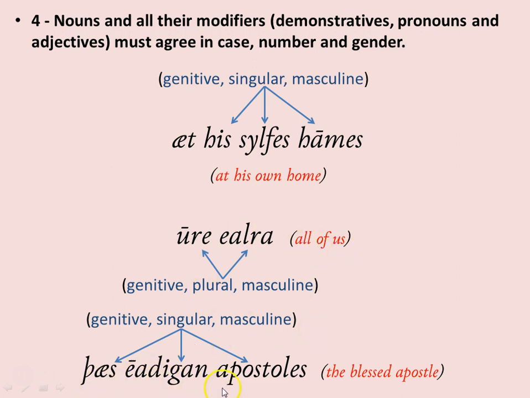Thus eerdichan apostolos, the blessed apostle. Thus eerdichan apostolos. All three words are grammatically connected and must be translated together. They're connected to each other, and the grammar says they are conveying meaning through that concord, and that all three words are in the genitive, singular, and masculine. Thus eerdichan apostolos, the blessed apostle.